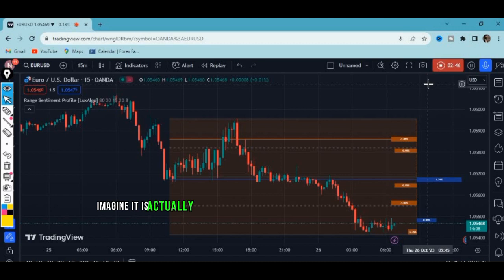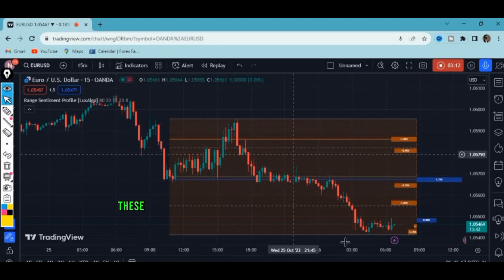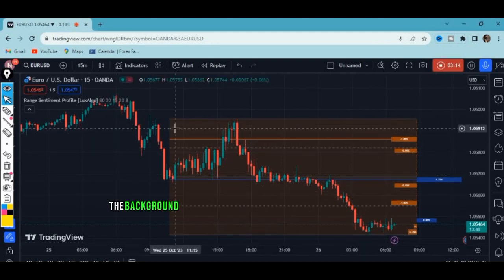Imagine, it is actually inspired by the volume profile, and it aims to indicate the degree of bullish and bearish variation within equidistant price areas inside the most recent price range. So this indicator is showing us exactly what we need to see inside a range. And as you can see on my chart, we have different colors. I know you can ask me, what about these lines? We can see over here the background color and everything.